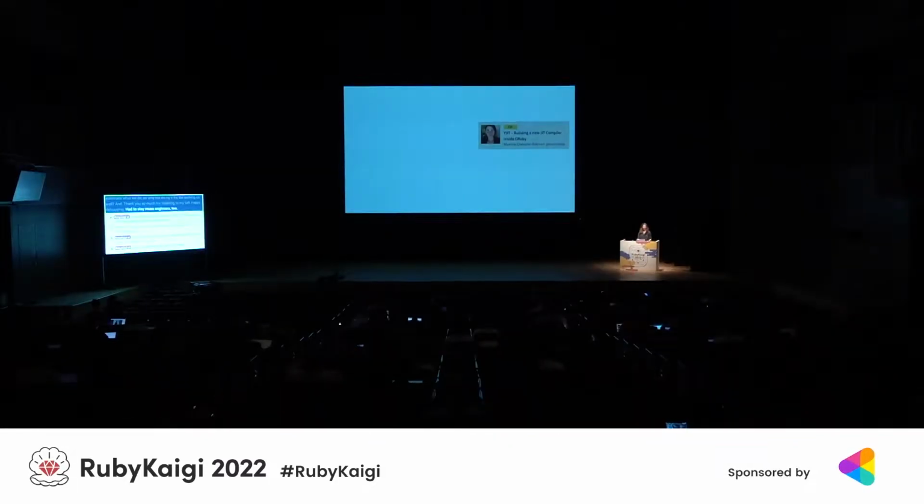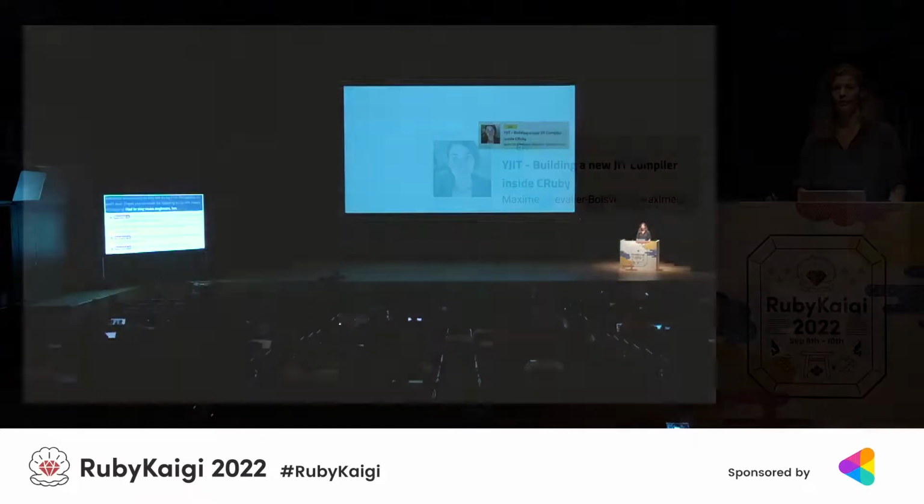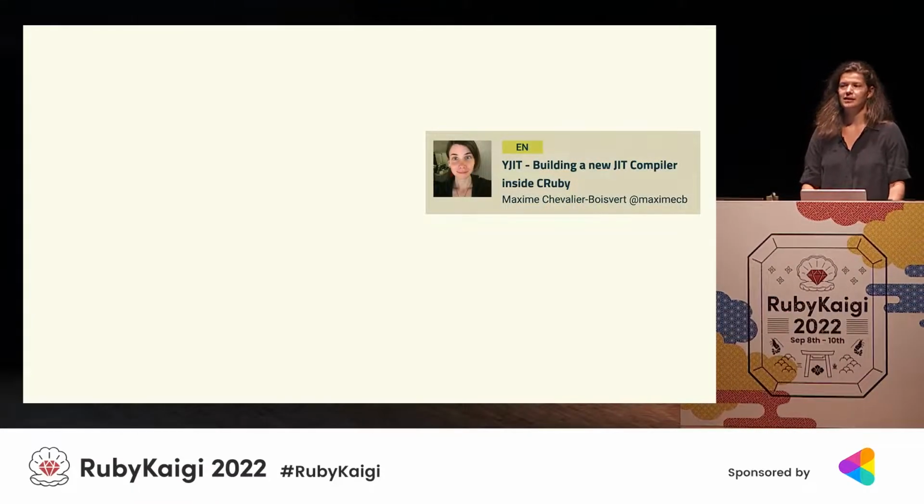At RubyKaigi last year, one of my colleagues, Maxime, gave a talk about her work on YJIT. It was at the time a brand new JIT. She's now given another talk this year about it. But in last year's talk, she spoke for part of her talk about this technique called object shapes and how it might be able to help out the JIT even more.